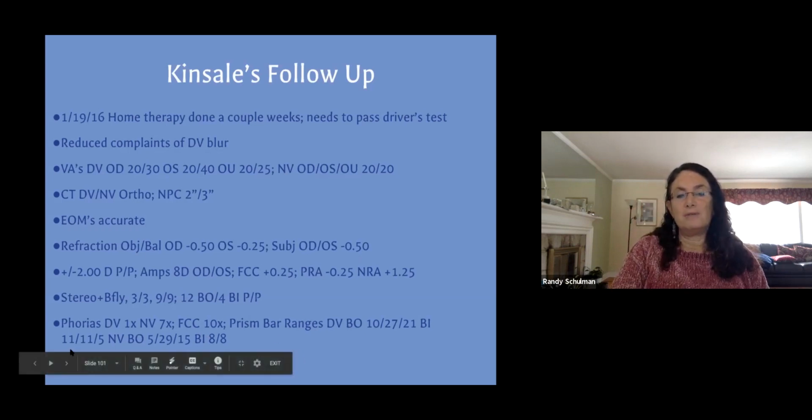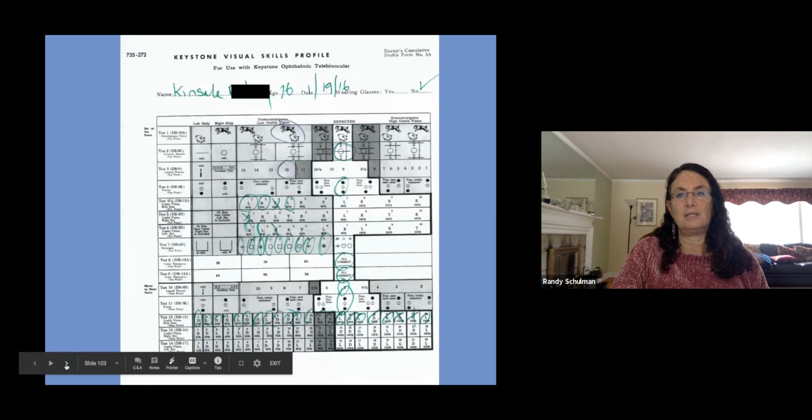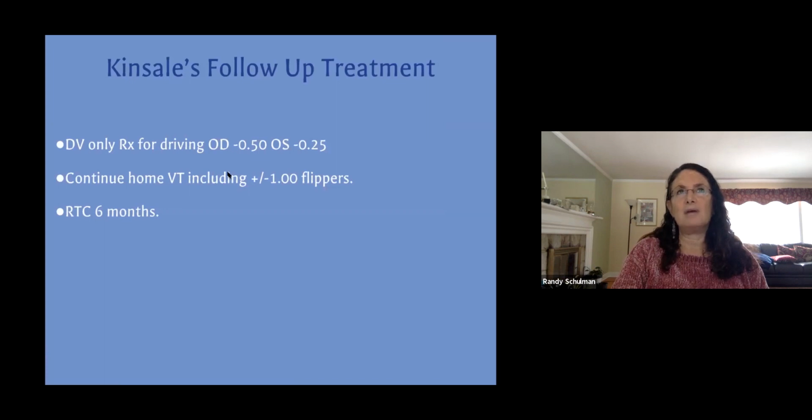Although the ranges and recoveries looked really good. So she's showing a little exo there too. And the usable vision's pretty bad. So I said, okay, just use a distance driving prescription. And that's what I gave her. I told her to continue with her home program. And so that was when she had just turned 16.